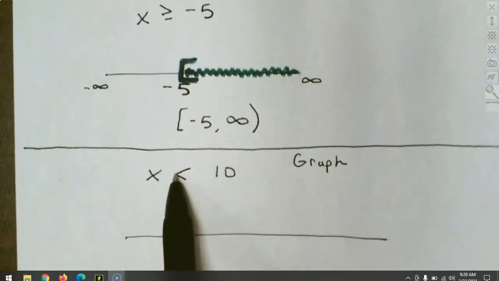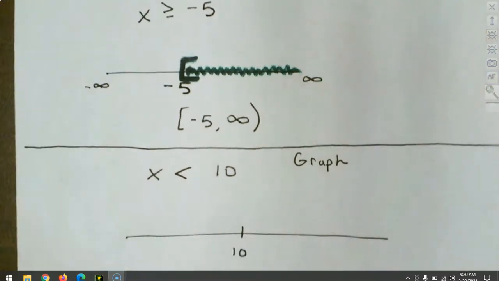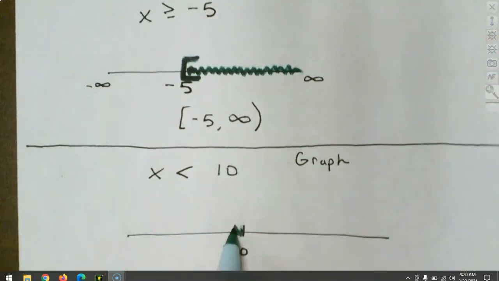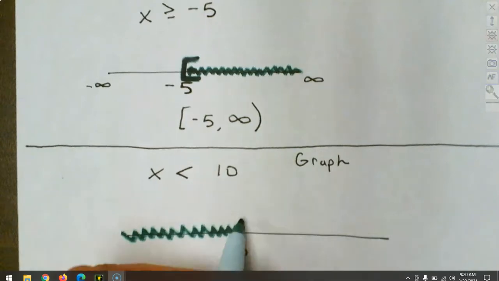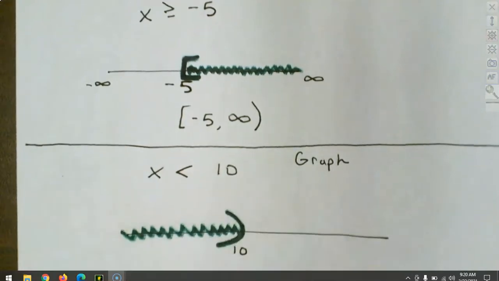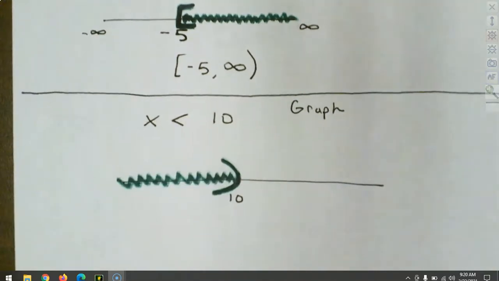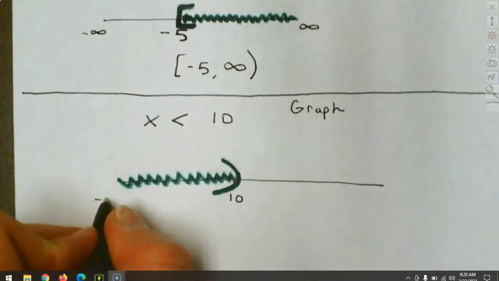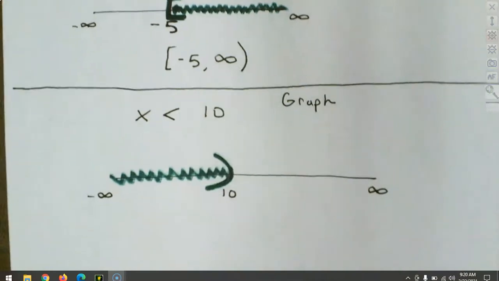Which way is it pointing? It's pointing to the left, right? That's the way where we shade. So we find our 10 on our number line, and we shade back to the left. Now, what about 10? It's less than, so that means we have to use parentheses there. Label your infinities. You've got negative infinity back to the left, positive infinity to the right.